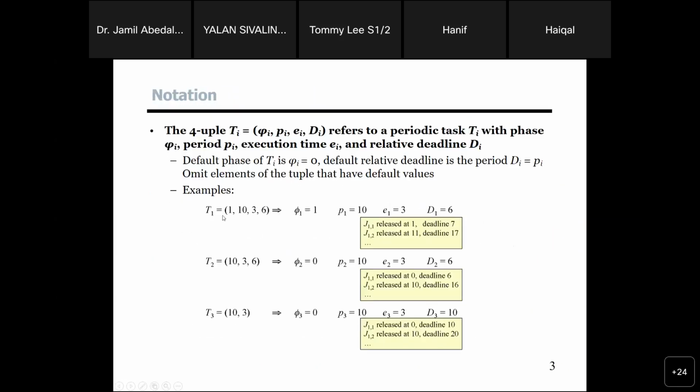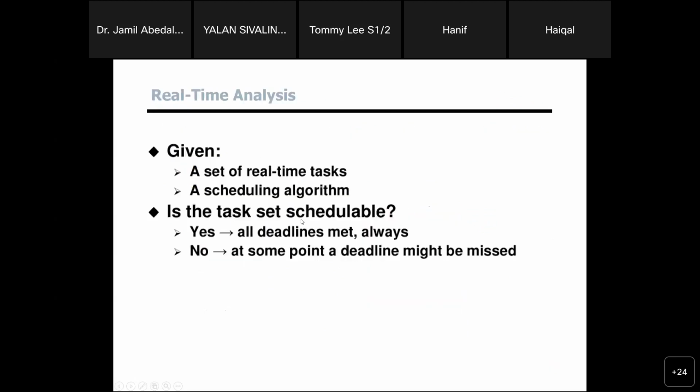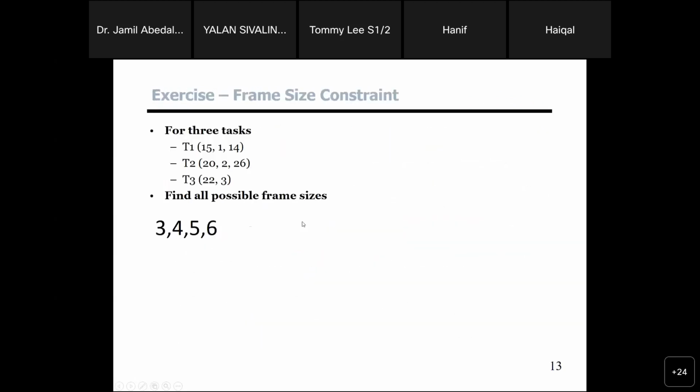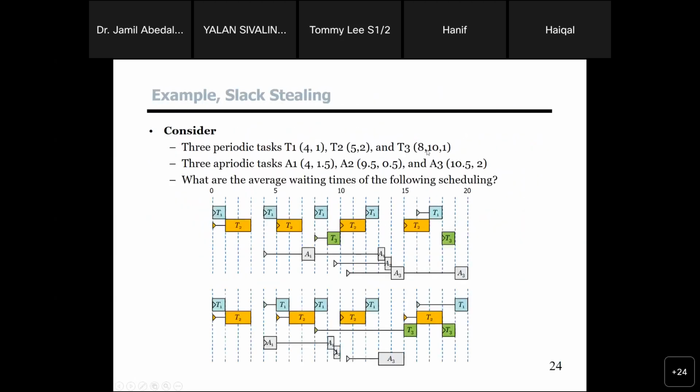Look. What is the first value should be? Phase. So 8 will be phase. 10 will be period. And 1 will be execution. There is no deadline. Deadline equal to 10.